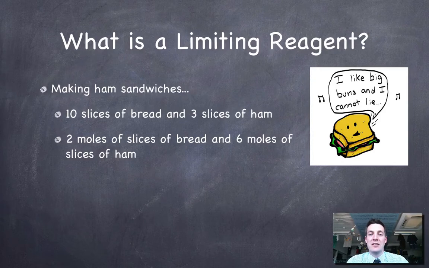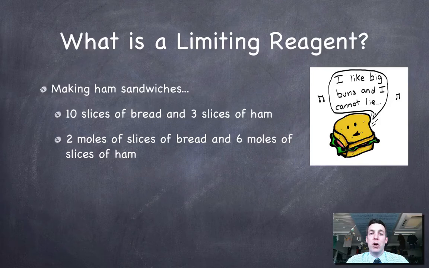Now, if I had 10 slices of bread and 3 slices of ham, assuming I'm not allowed to divide these up into smaller amounts, like I'm not allowed to change the formulas in a chemical equation, I'd only be able to make 3 ham sandwiches, okay? Because my 3 slices of ham would run out before my bread ran out, right? I'd only need 6 slices of bread to make 3 ham sandwiches, right? So in other words, my slices of ham are my limiting reagent here, whereas the bread is in excess because I've got more than enough of it, right?